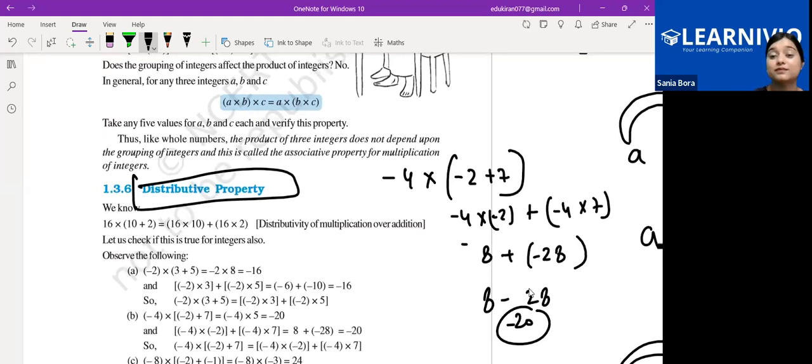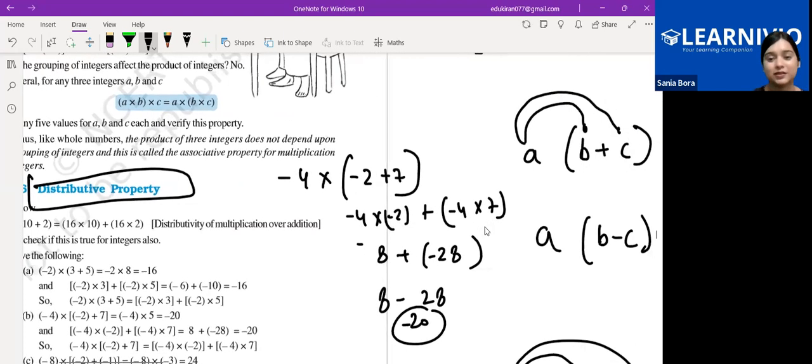Oh, yes, ma'am. How come everybody is getting 36? You added it. Why? Minus 4 multiplied by minus 2 would give you 8. Minus minus becomes plus. I think over here you wrote minus 8. I got positive 8, but instead of minusing it, I wrote plus.